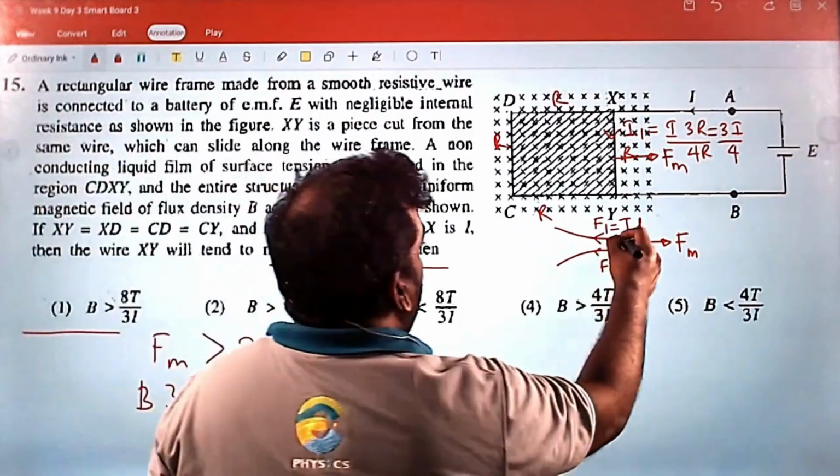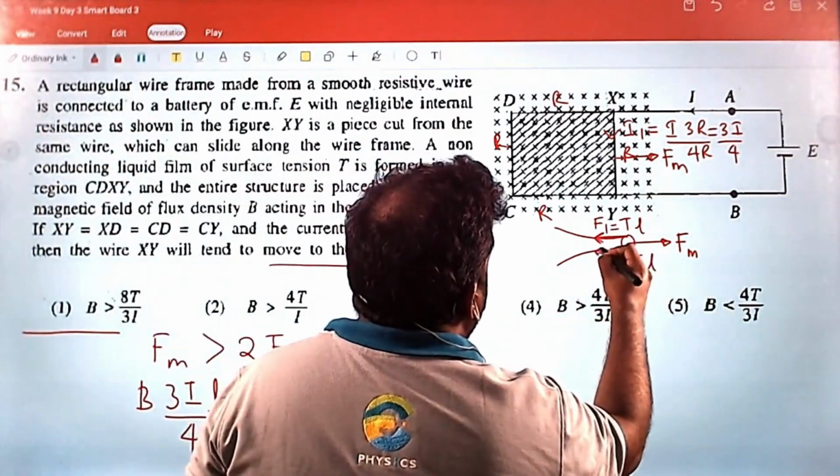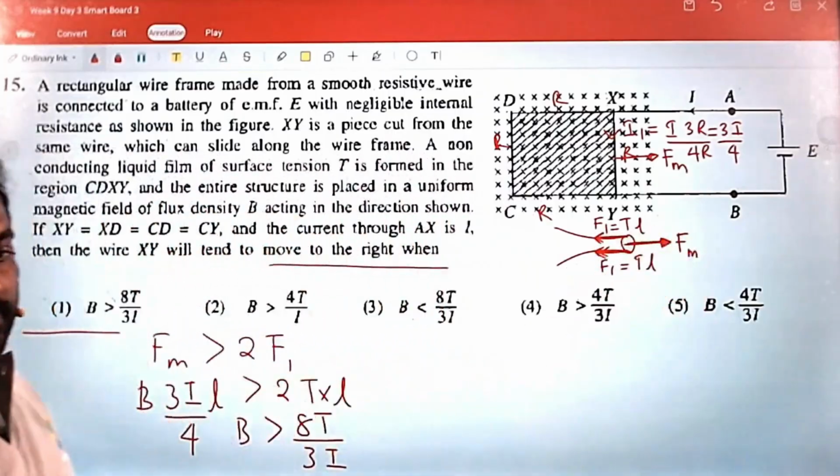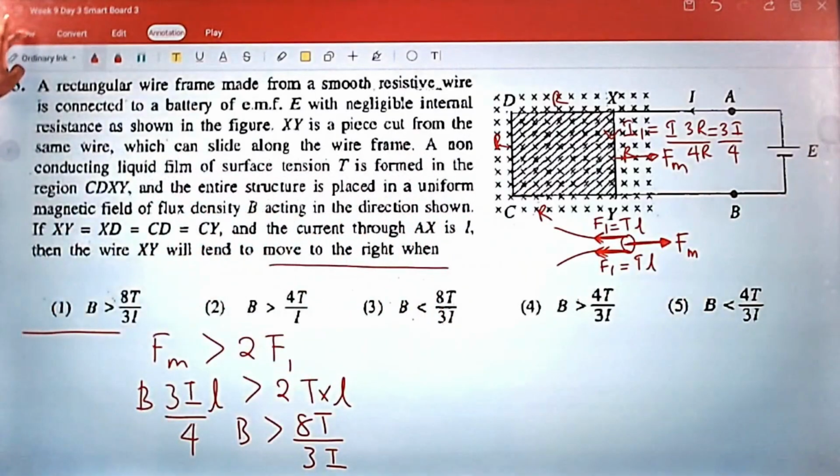So here there will be 2 surface tension forces acting. Here there will be a magnetic force. Okay.